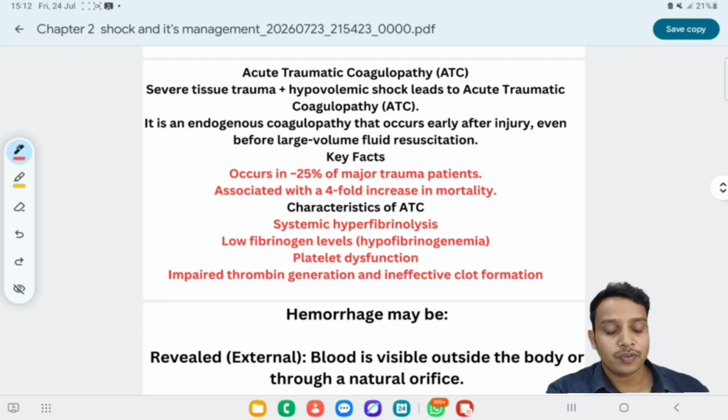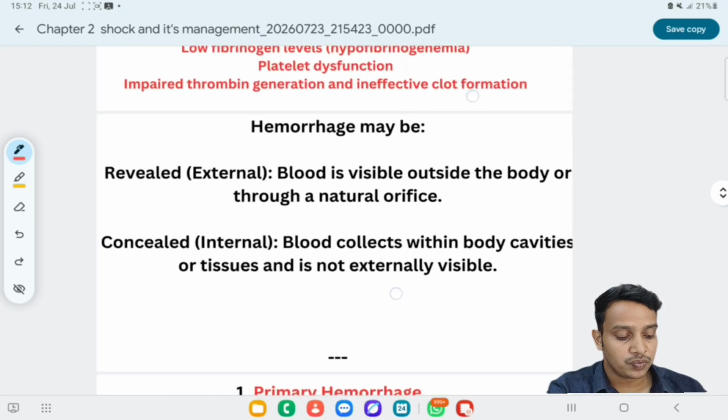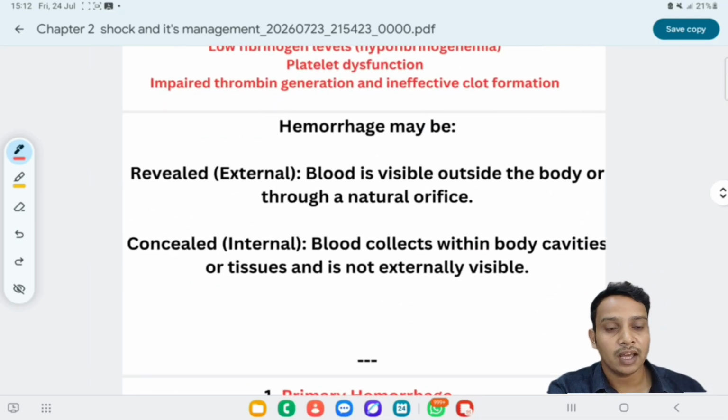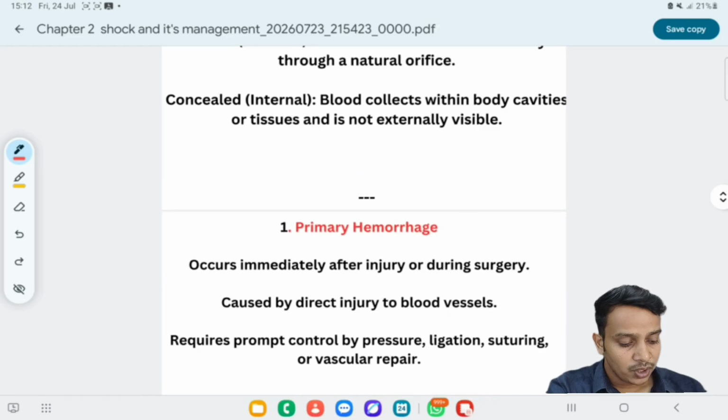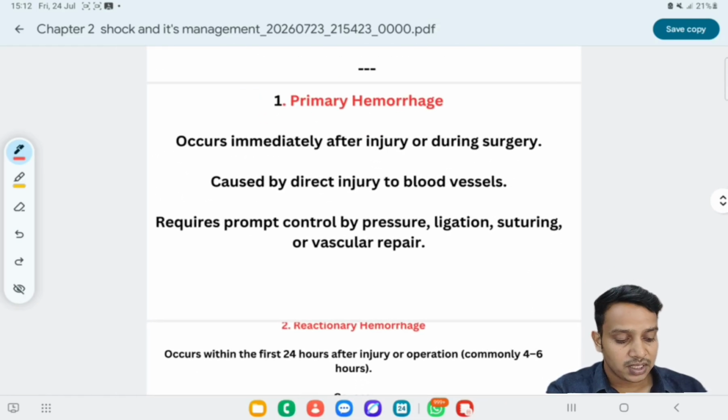So there are different types of hemorrhage. One is revealed or external hemorrhage, which we can see, and there is also concealed or internal hemorrhage, which we can't see, which happens in the body cavities. Also there are different types of hemorrhage. What is primary hemorrhage, which is asked most of the time in the viva question? Primary hemorrhage occurs immediately, either due to trauma or due to surgery. So that is simple. Its management requires pressure application, ligation, suturing, or vascular repair.